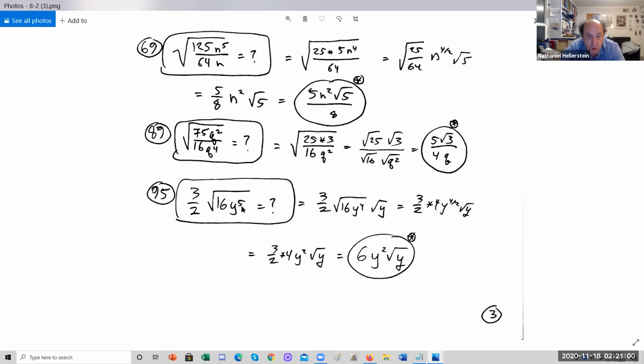3 halves root 16 y to the 5th. Okay, 3 halves. 16 is already a square, pull it out. The largest square factor of y to the 5th is y to the 4th, that times the y. So 3 halves we carry over. Root 16 is 4. Root of y to the 4th is y to the 4 halves, root y. So it's 3 halves times 4y squared root y. 4 cancels the 2, times 3 makes 6. So 6y squared root y.